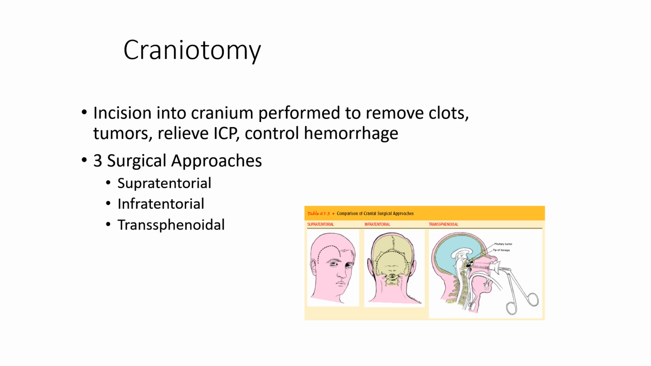There are 3 approaches that the doctor can use. The first one you see is a supratentorial, and that is a frontal approach. The second is an infratentorial, which is a posterior approach. And then a transsphenoidal approach is through the mouth and nasal cavity, and this might be done for a pituitary tumor.